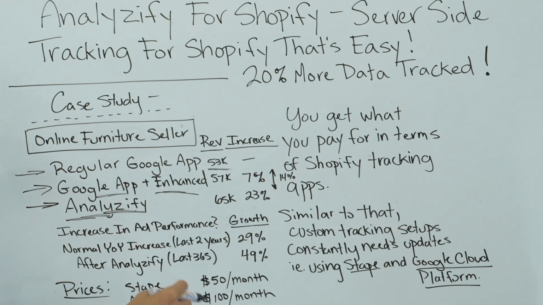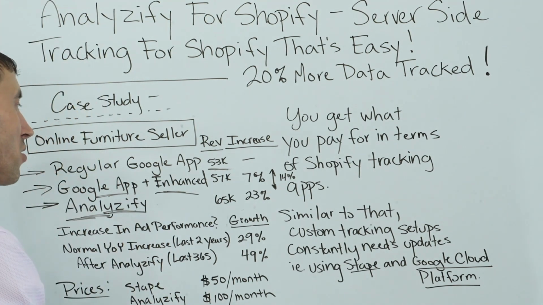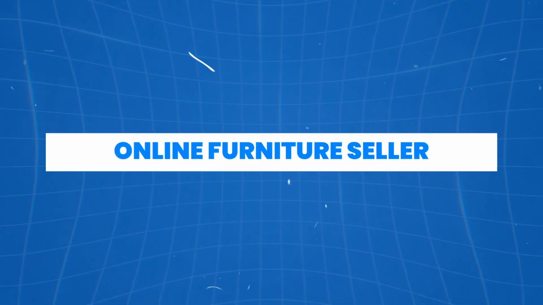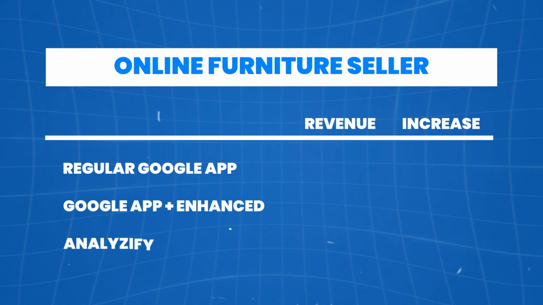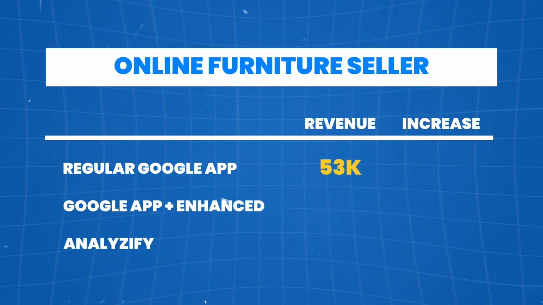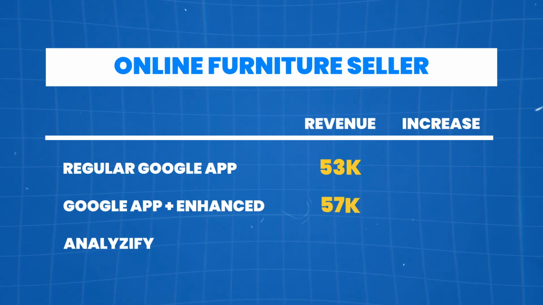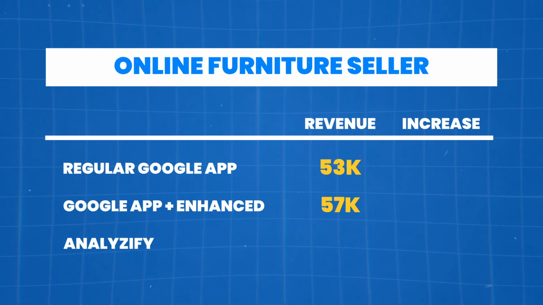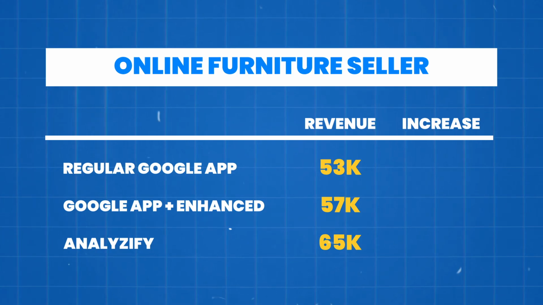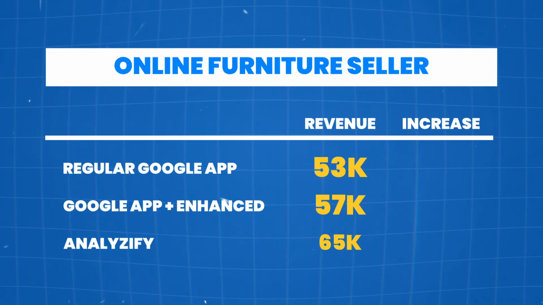That said, if you set up the same conversion goals, I guarantee you'll see something pretty much like this. In our case study for a furniture seller, as I've got here on the board, we tracked over a 14-day period 53,000 in cart sales. When I compared that to enhanced conversion tracking using the Google and YouTube app, we got 57,000 in sales. And with Analyzify using full server-side tracking, we got 65K in sales, which is going from regular to enhanced conversion tracking, client side, not server side.